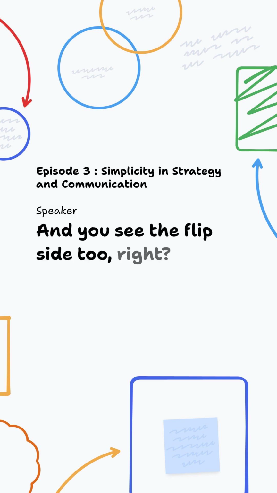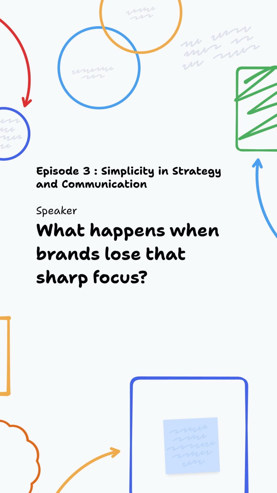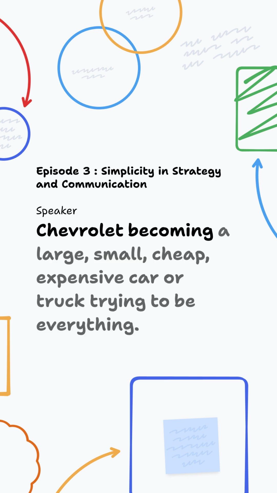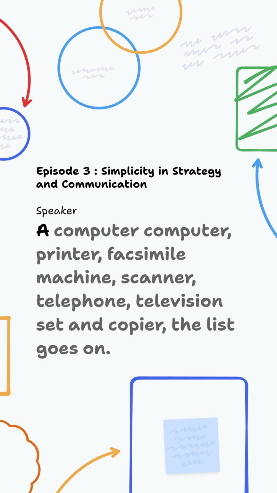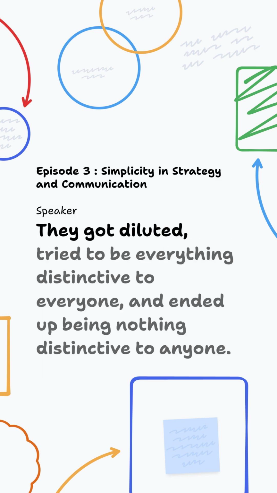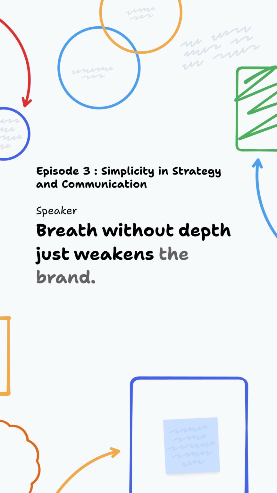Exactly. And you see the flip side, too, right? What happens when brands lose that sharp focus? Yeah, the sources mentioned Chevrolet and Panasonic. Right. Chevrolet becoming a large, small, cheap, expensive car or truck, trying to be everything. Or Panasonic. Goodness, a computer, printer, facsimile machine, scanner, telephone, television set, and copier. The list goes on. They become what the source called burned out brands. Because they lost their singularity, they got diluted, tried to be everything distinctive to everyone, and ended up being nothing distinctive to anyone. Breadth without depth just weakens the brand.